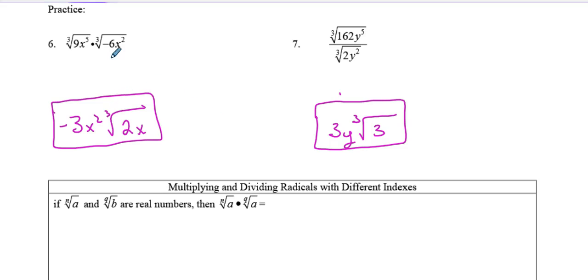And here are our solutions for number 6 and for number 7. If you had any trouble with this, just talk to us in class, check your answers on our hard copy answer key, and we'll be happy to help you.